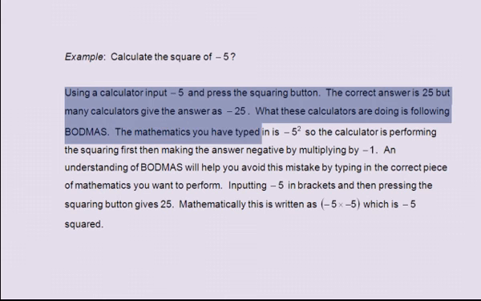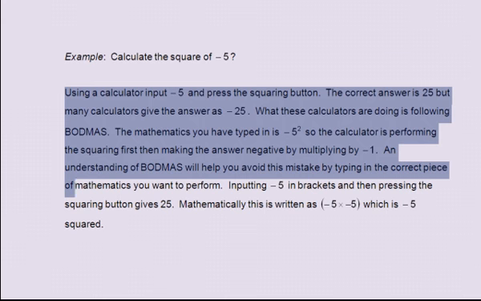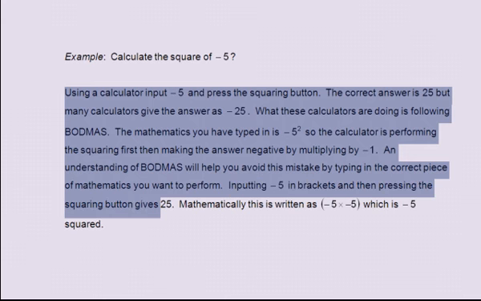The mathematics you have typed in is minus 5 squared, so the calculator is performing the squaring first, then making the answer negative by multiplying by minus 1. An understanding of BODMAS will help you avoid this mistake by typing in the correct piece of mathematics you want to perform. Inputting minus 5 in brackets, then pressing the squaring button, gives 25. Mathematically, this is written as minus 5 multiplied by minus 5, which is minus 5 squared.